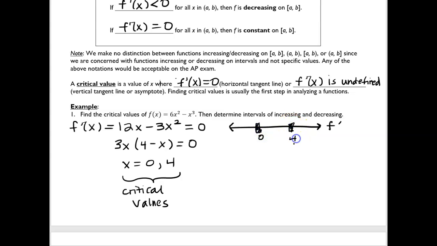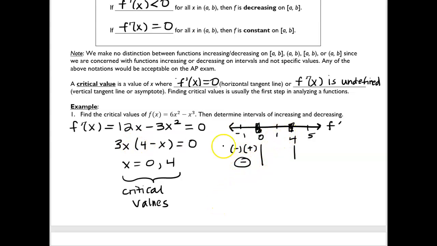Those are the only places my signs could change. And then we'll pick test points in between those intervals, like -1, +1, +5. And then we'll plug in those test points into my factored form, 3x times 4 minus x. If I plug in -1 to 3x, that's negative. If I plug in -1 to 4 minus x, that's positive. So this interval would be negative.